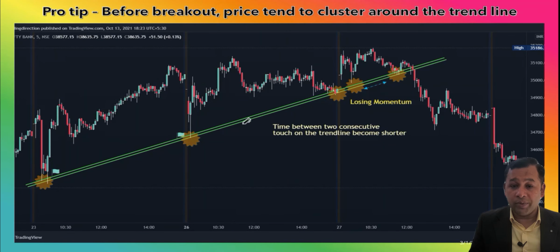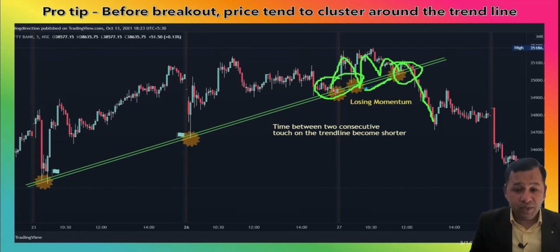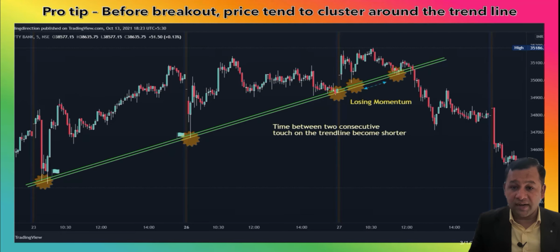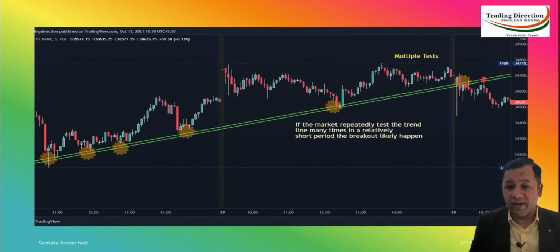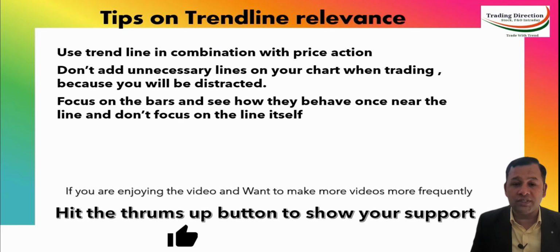The pro tip is whenever the prices are clustering and touching the trend line again and again, this is losing momentum, and here the breakout is happening. When the time between two consecutive touches on the trend line becomes shorter, that means the trend line is becoming weak and is ready for the breakdown.